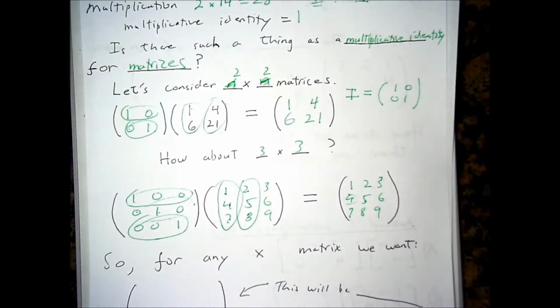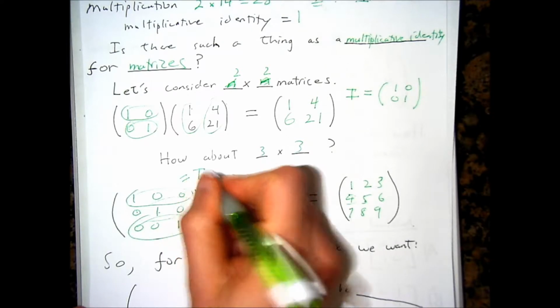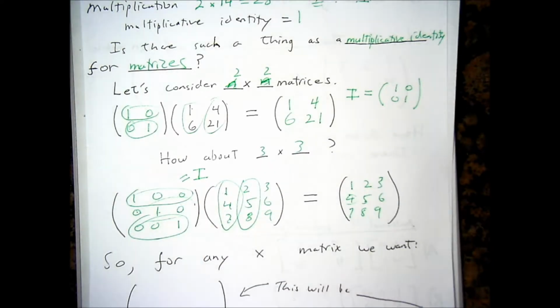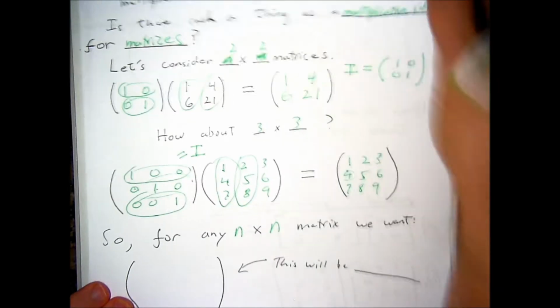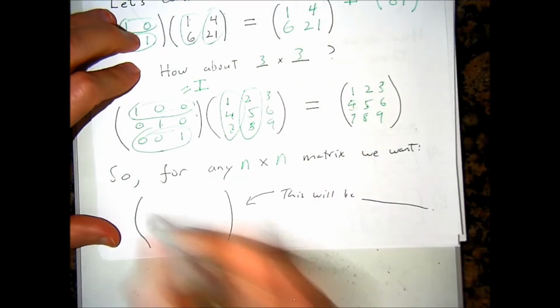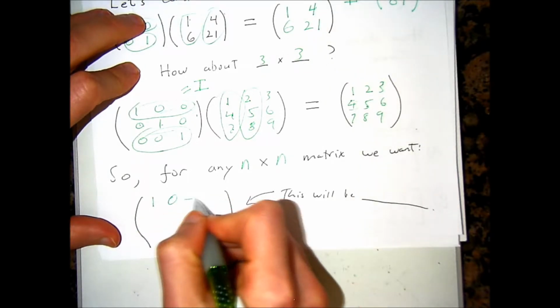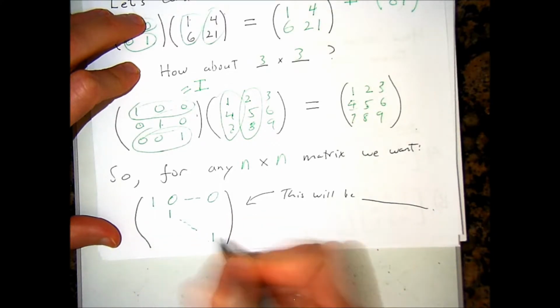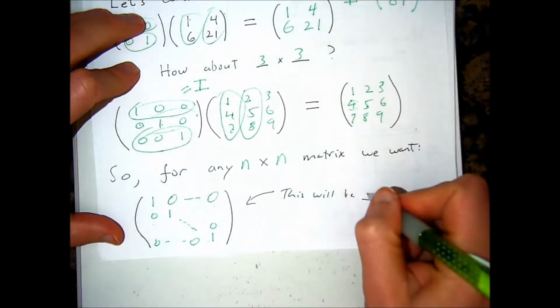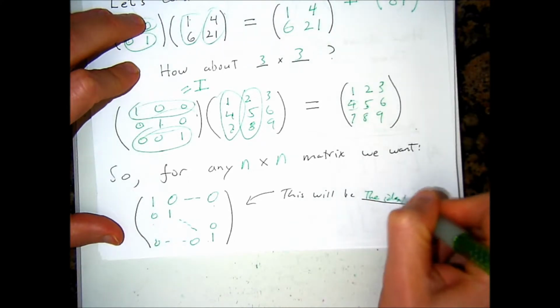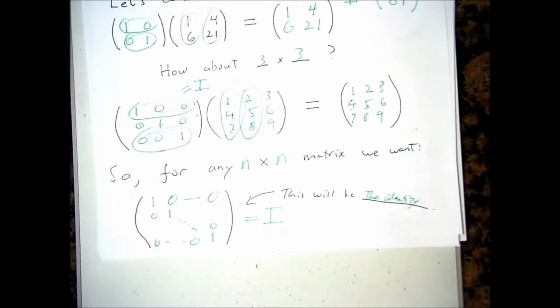So the multiplicative identity, this is our I, it looks like that. So for any n by n matrix, otherwise called a square matrix, our multiplicative identity is going to look like this: 1s on the diagonal and 0s everywhere else. Okay? This will be the identity. And then we just call it I. Okay? So, let's do maybe another example, hopefully.